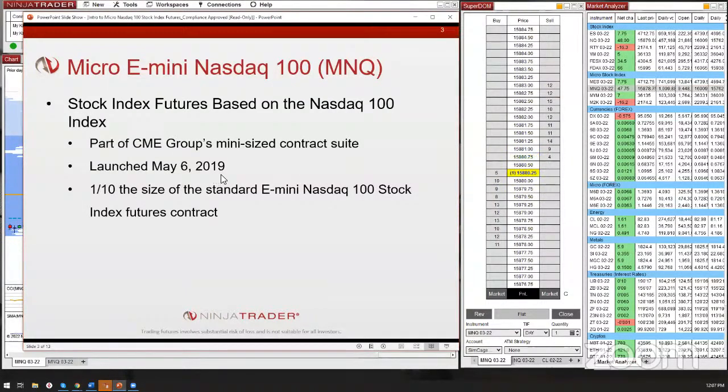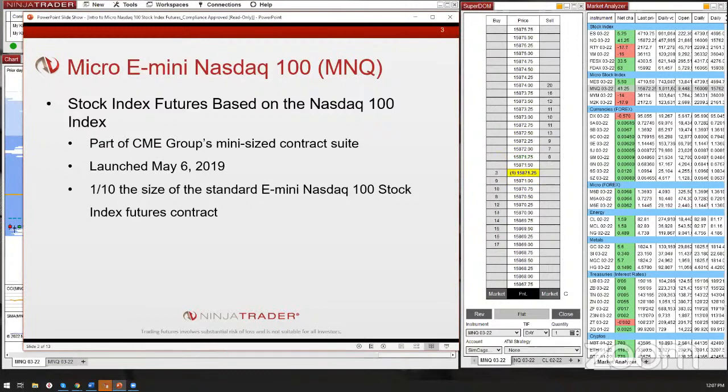This particular market's new, right? The micro Nasdaq was launched on May 6th, 2019 and is wildly popular, as you can see by the volume numbers we talked about a second ago. It's 1/10 the size of the standard E-mini Nasdaq 100 stock index future, the original electronic stock index future, which was developed a couple decades ago.